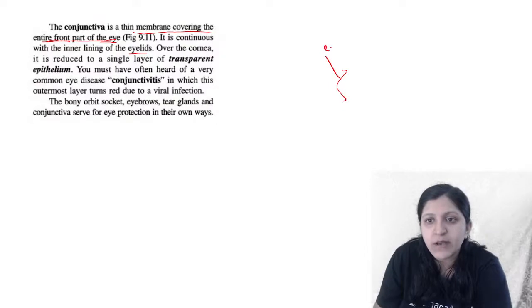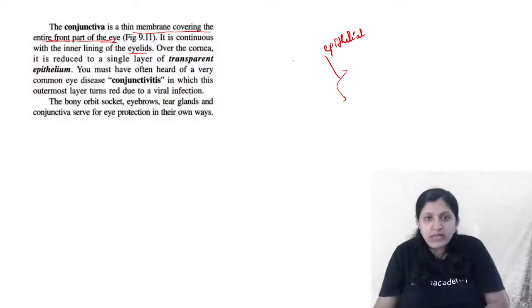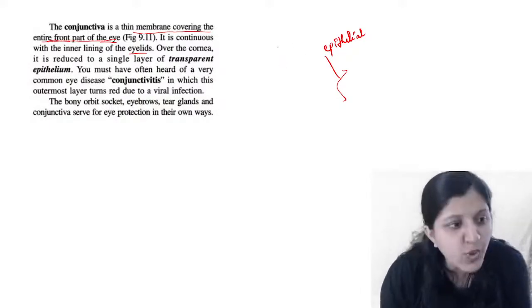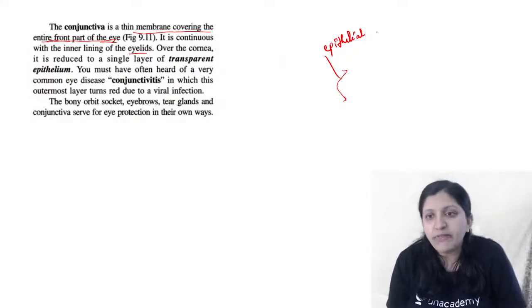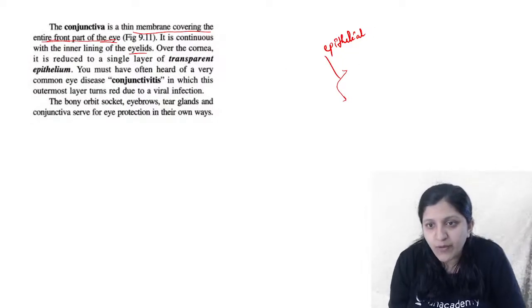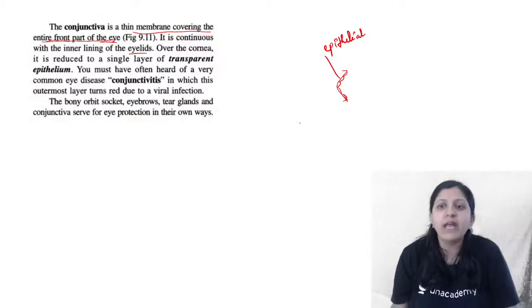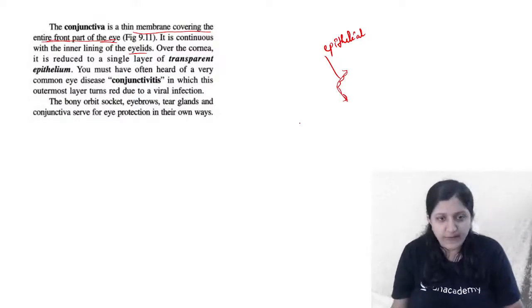It is an epithelium. It is an epithelial cell, but it is only one single layer. That means there are no multiple cells here, only one layer of cells. Let's say this is one, so it will have only one layer of cells like this. Only one layer of cells will be there in this particular conjunctiva.